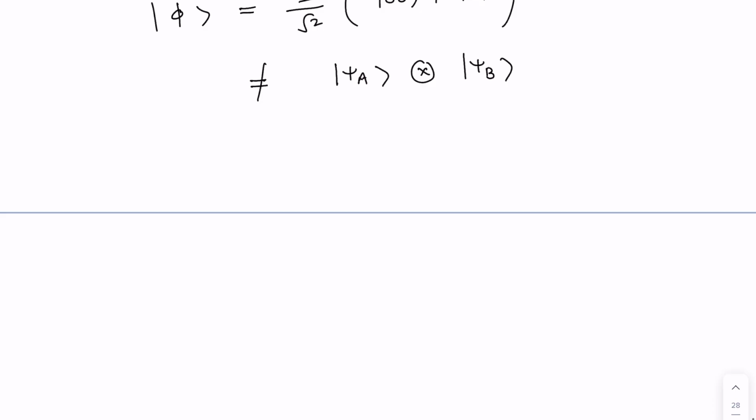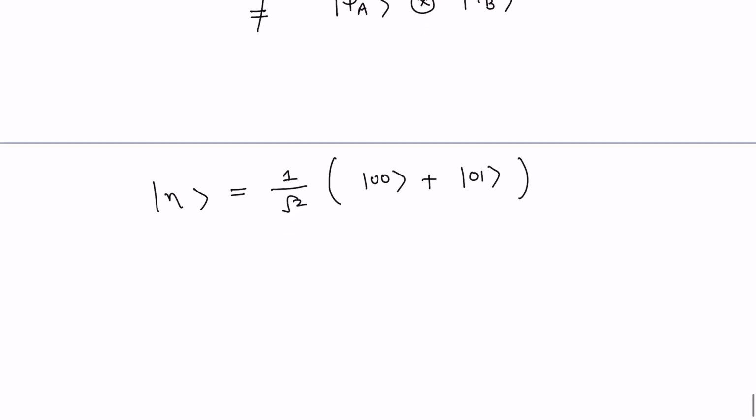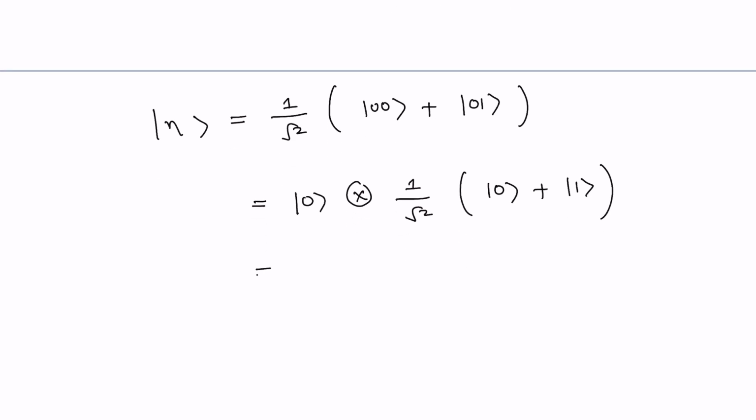Now if you consider, on the other hand, this particular state, say ket eta is equal to 1 by root 2 ket 00 plus 01. If you look at it carefully, you can actually write it in this form: ket 0 direct product 1 by root 2 ket 0 plus ket 1. So this is clearly a product state, because this, say I name it psi A, refers to system A, and this may refer to system B. So I can write it as a product state.